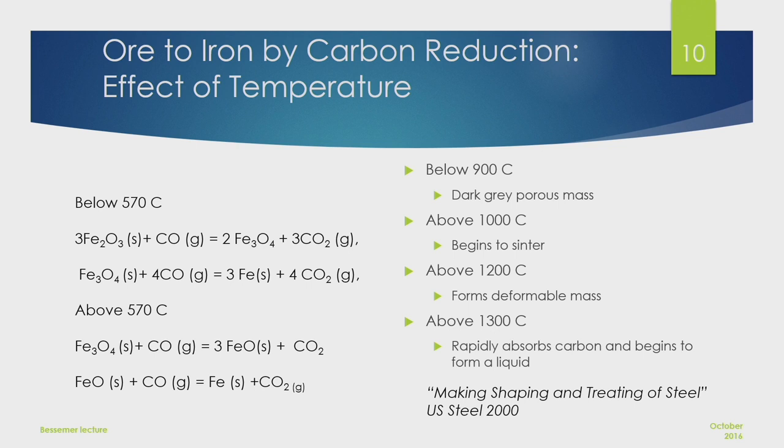Here, if we're using carbon, we find that below 900, you end up with a dark gray porous mass. That's what comes out of the furnace. So you have to run it in batch formation. You react it for a while and then take material out, and then you have the metal, and you have to think about what else is there other than metal. Well, when you have the ore, it's also got some silica in it, it's got some other materials in it, and these materials aren't removed at all. So now you have a metal mass with this gangue material, as we call it, which is usually a silicate of some kind, mixed in with the metal.